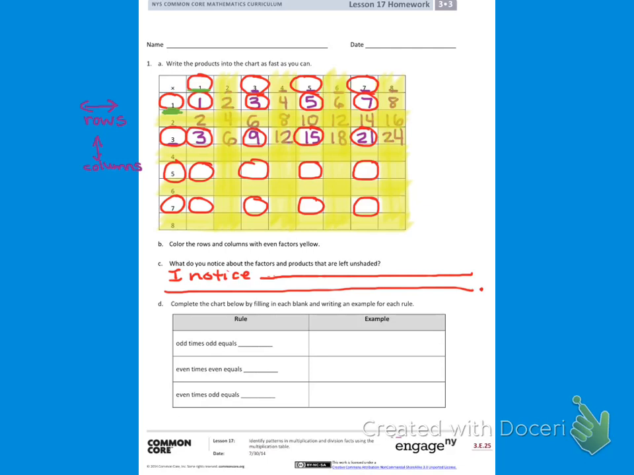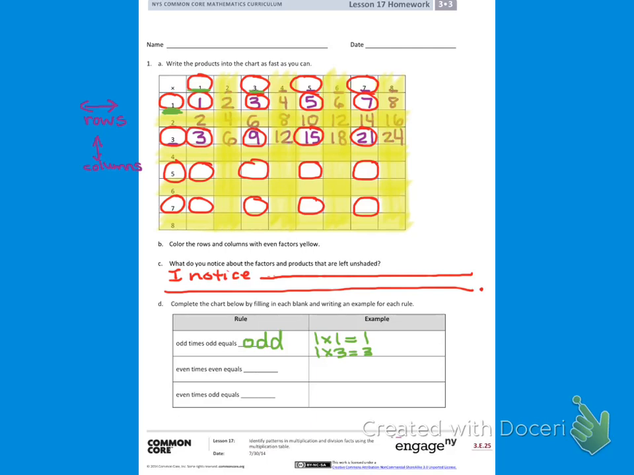Let's look at another odd number. 1 times 3. 1 times 3 is 3, and that makes an odd number. So an odd times an odd equals an odd. And the examples are 1 times 1 equals 1. And another example is 1 times 3 equals 3. You only have to list one example. I listed 2.